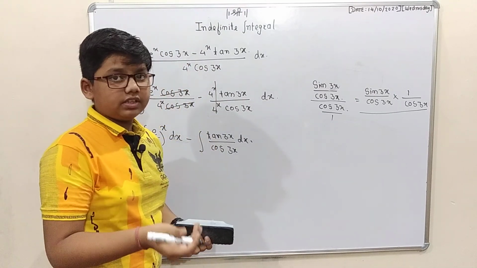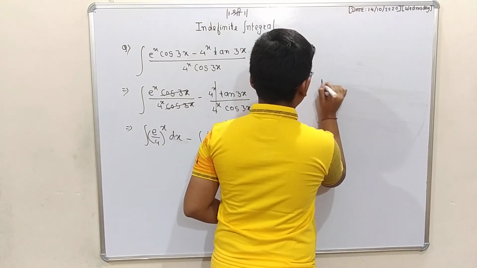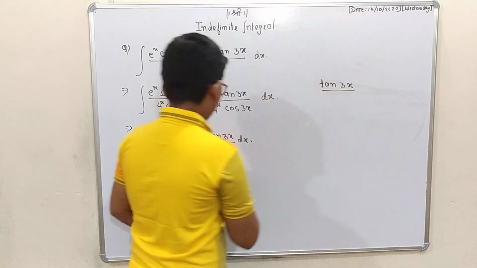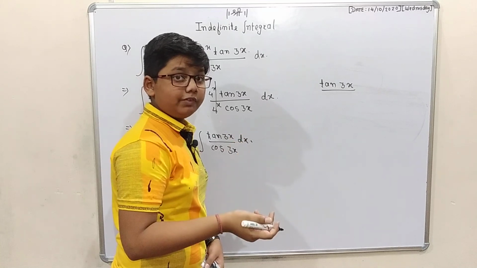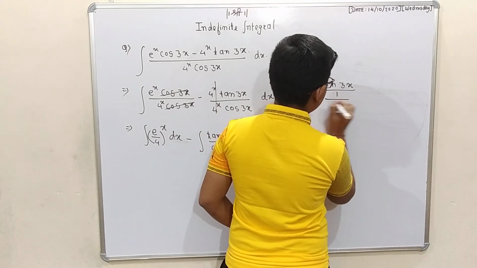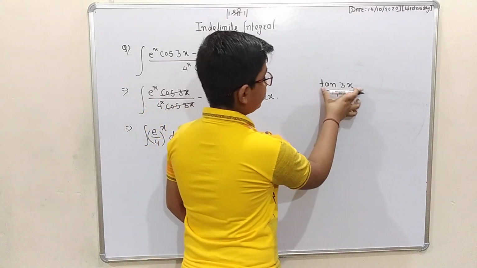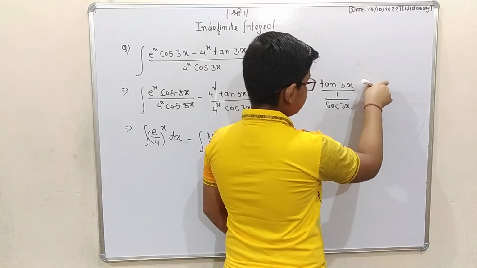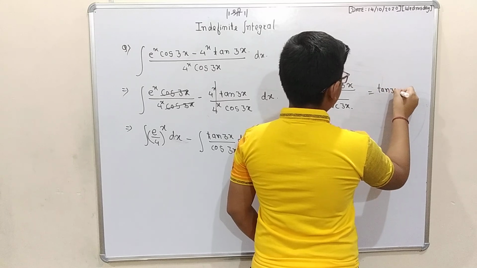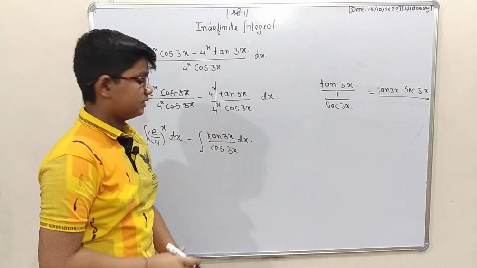Now we have to take cos 3x as a number. So tan 3x divided by cos 3x. Cos is the reciprocal of which term? Sin, cos, tan, cot and sec. It is sec. So cos 3x can be written as 1 by sec 3x, and tan 3x divided by 1 by sec 3x. So take the reciprocal of 1 by sec 3x, and it will be tan 3x into sec 3x. This is what we get as our answer for tan 3x divided by cos 3x.